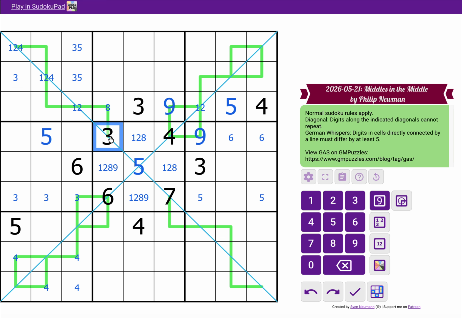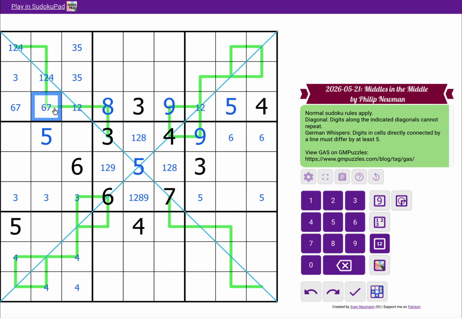And this one, 3 plus 5 is 8. So this has to be the 8, because it has to go at least 5. So there's no 8 here, actually. Okay. This could still be 1 or 2. Okay, so 1, 2, 3, 4, 5. So we have 6, 7. So this is a 6, 7 pair over here.